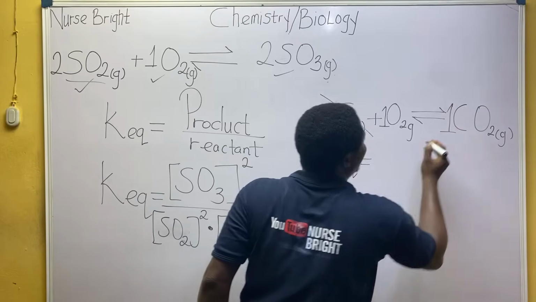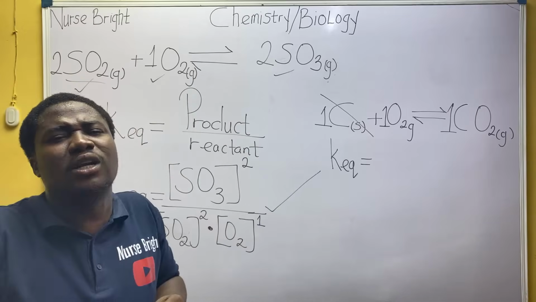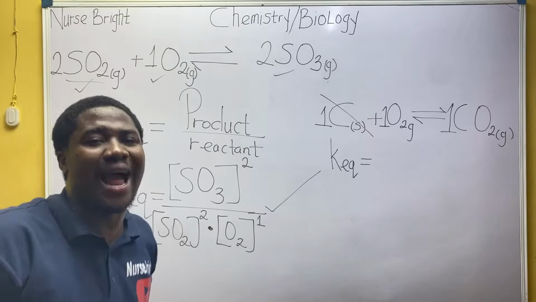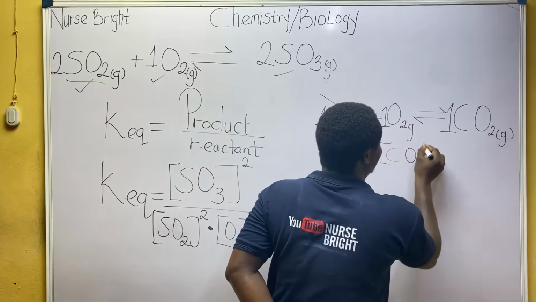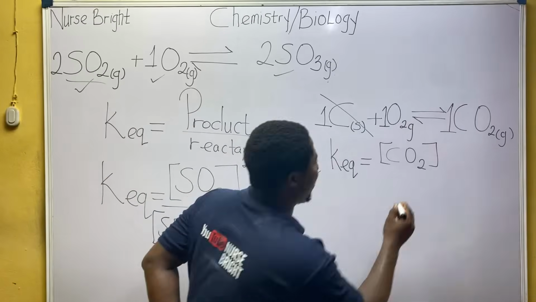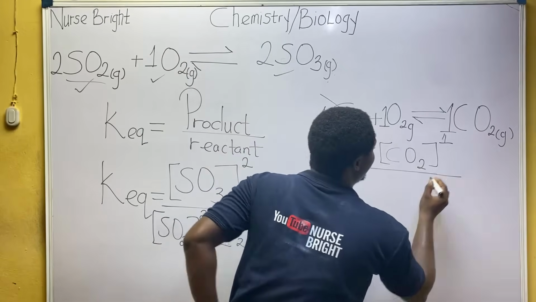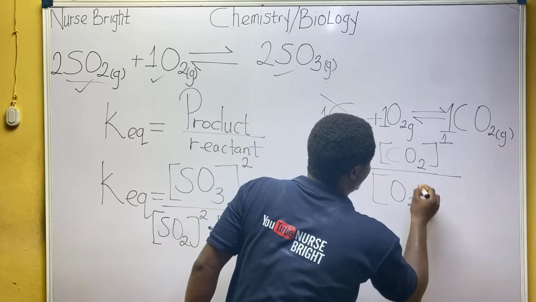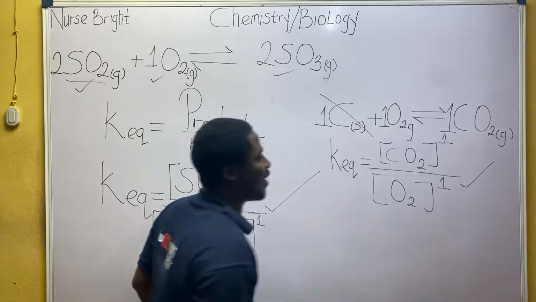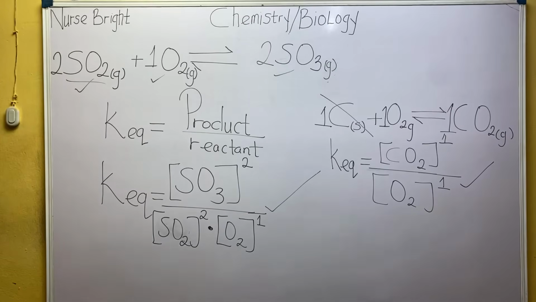Hope you all are following me. All these things are not hard. Whenever there's nothing standing in front of a substance, there is an invisible 1. Just pay attention. The product here is CO2, in brackets, all raised to the power 1, all divided by my reactant. The only reactant that will be included is oxygen gas, all raised to the power 1. And this is the final answer, because solids and liquids don't appear in the expression. All these things are very childish questions.